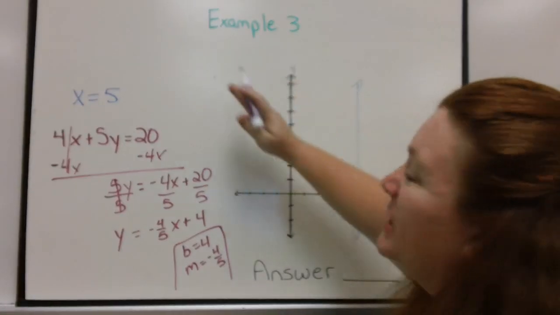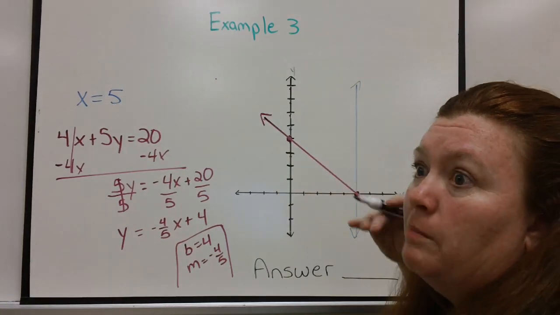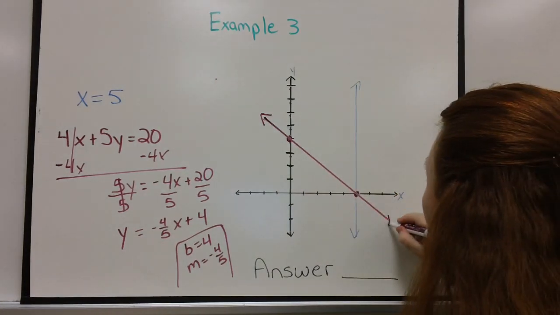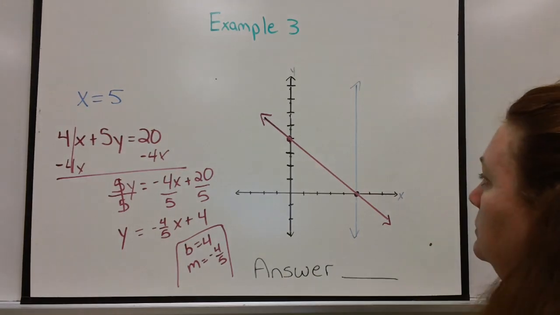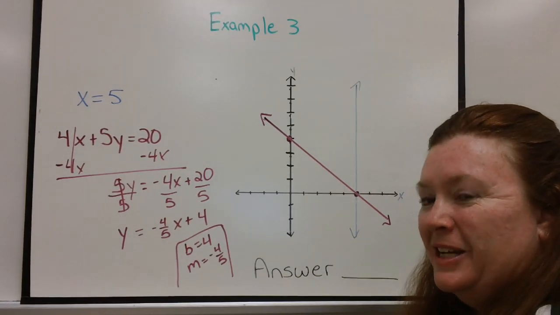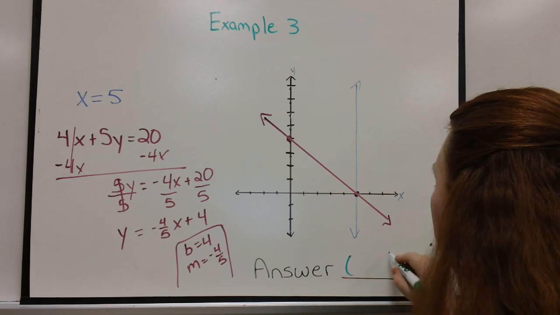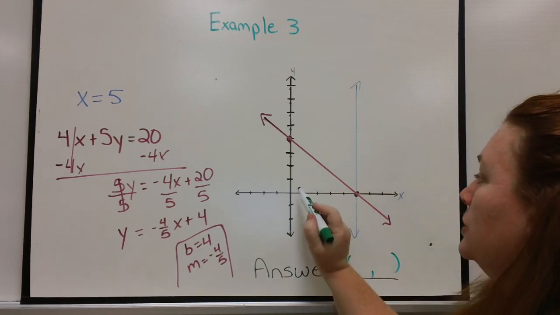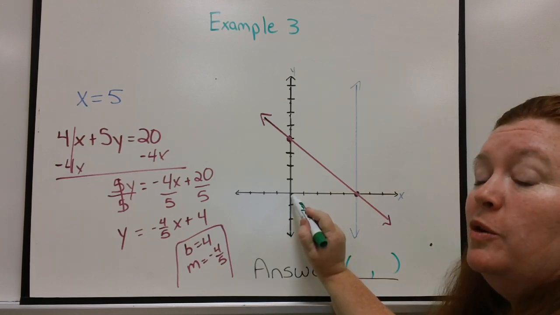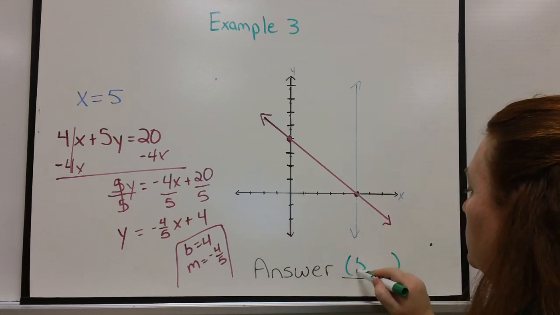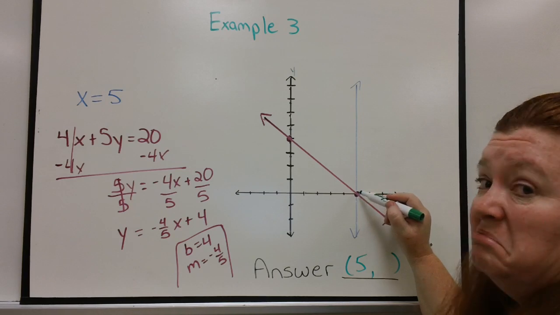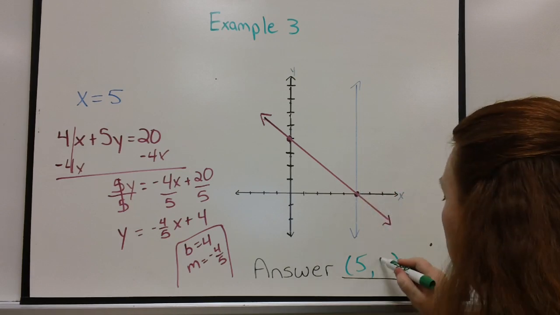I don't really have to extend this anymore because I've got my answer. I'm looking for the point where they intersect. So, what is that point? Well, x comma y. Starting at 0, 0, how far do I move along the x? 1, 2, 3, 4, 5. How far do I move up or down? I don't need to move at all. I'm right there. 5, 0.